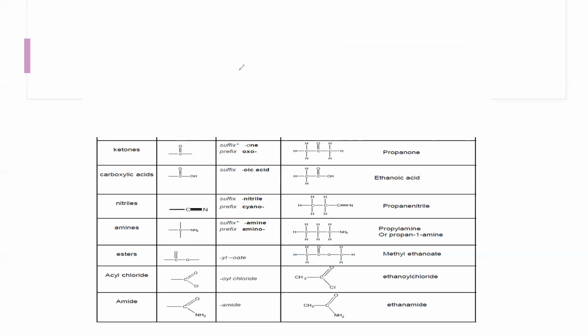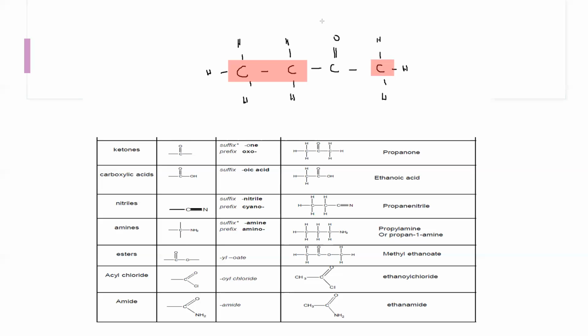Say if it was CH3, CH2, C double bonded with O, and CH3. Now in this case, it is not a symmetrical ketone. Why? Because on one side of the functional group there are 2 carbon atoms, and on the other side there is 1.